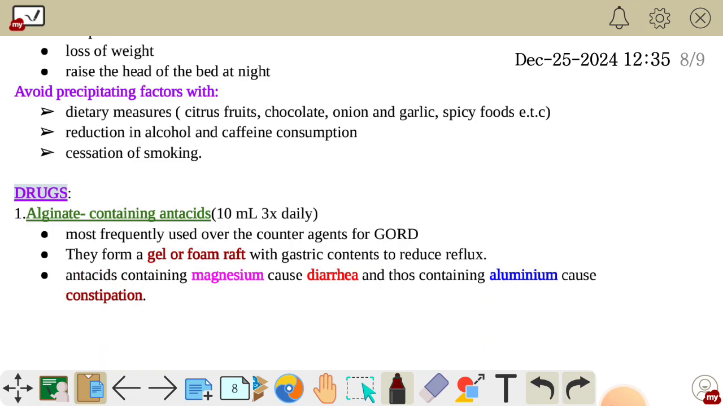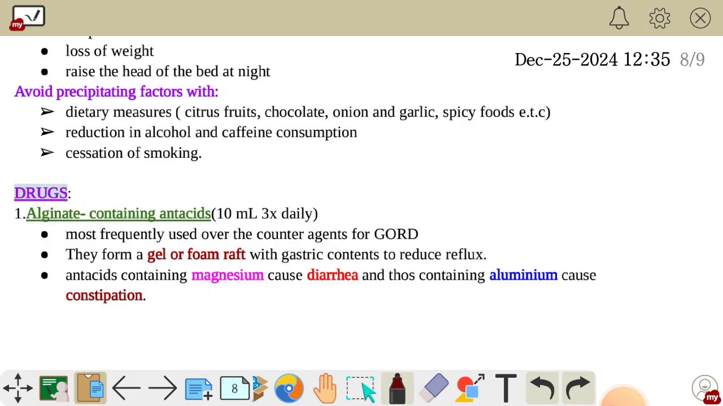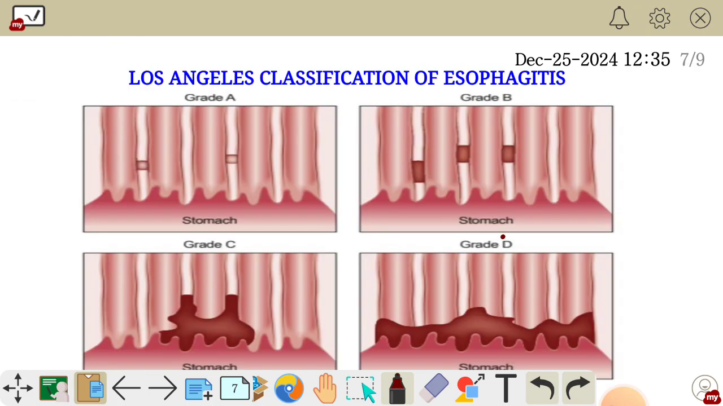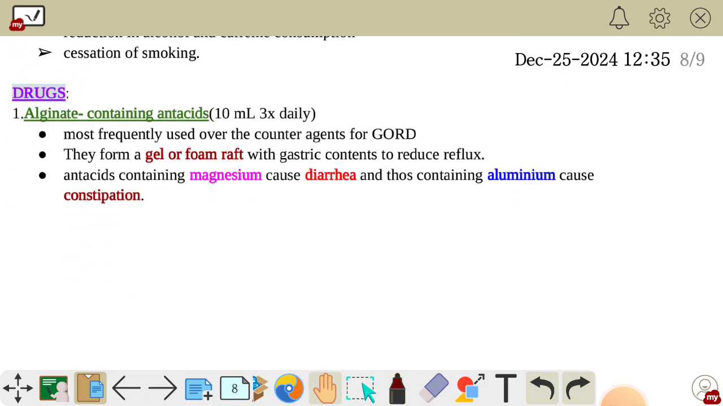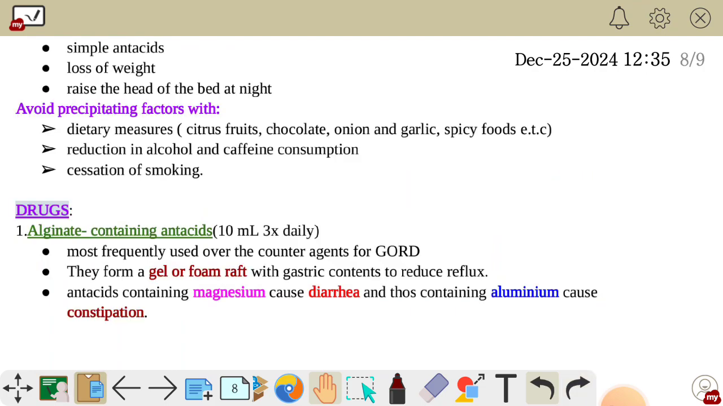Okay, so apart from antacids, we have proton pump inhibitors. Proton pump inhibitors such as omeprazole and lansoprazole are also used in gastroesophageal reflux disease. Then apart from that, H2 antihistamine agonists are also used in gastroesophageal reflux disease.